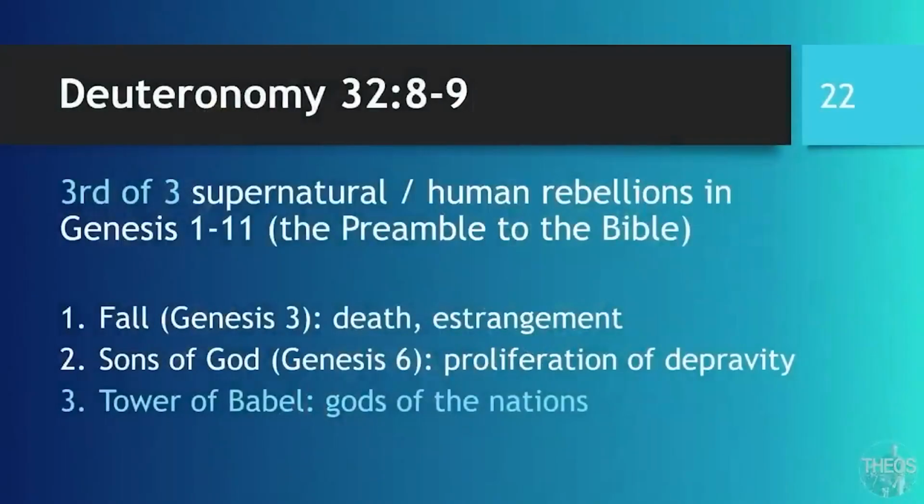The fall is the first rebellion. There are rebellions of humans and supernatural beings. The fall's number 1. That's what kickstarts the whole thing. And then we've got Genesis 6:1-4, the sons of God and the daughters of men. We're not even going to cover that here, but that's a really weird passage. And the third one is what happens at Babel.